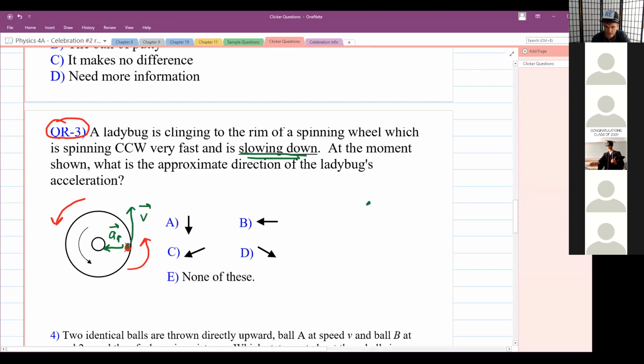So what we have is my radial acceleration would be towards the center. Since it's slowing down, my tangential acceleration is in the opposite direction of the velocity. So my total acceleration is somewhere in the third quadrant. So the correct answer would be C. If it wasn't speeding up or slowing down, the answer would be B, because my radial acceleration would be the only acceleration I'm undergoing. But since I'm changing speed also, I also need to take into account tangential acceleration.